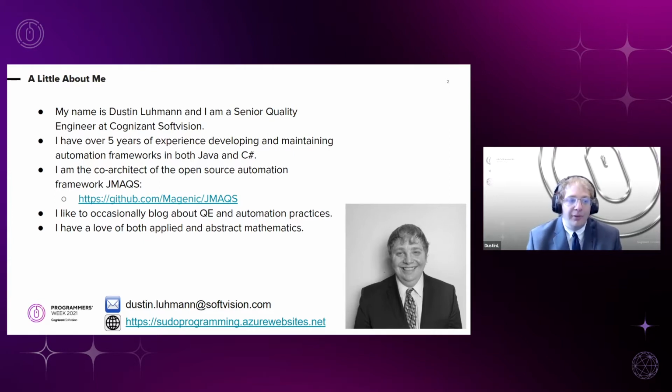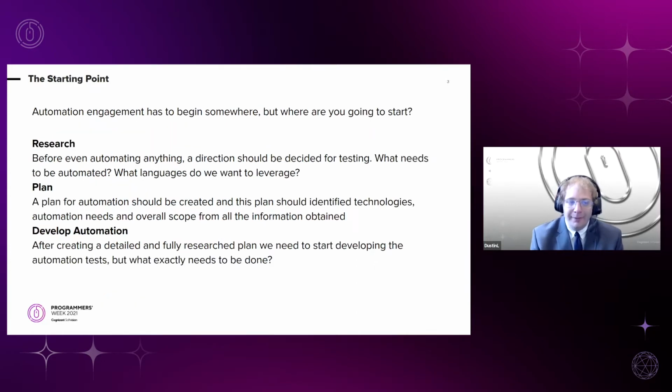But before we start talking about Jmax, I want to begin just a little bit higher up. Where do we even start when we're going to start developing automation? Well, that's the grand question. And luckily, this is kind of an easy one, right? We need to begin somewhere, but where are we going to start?